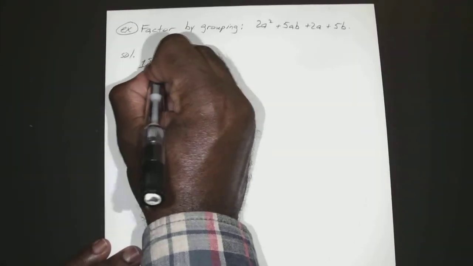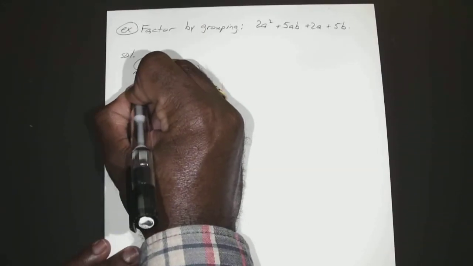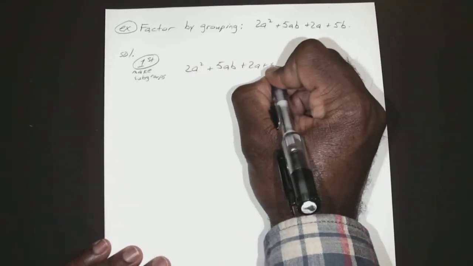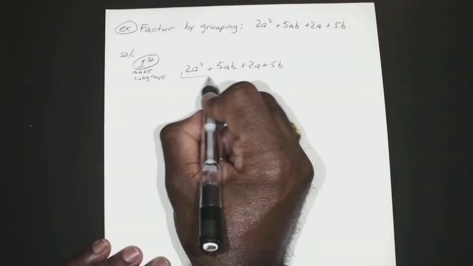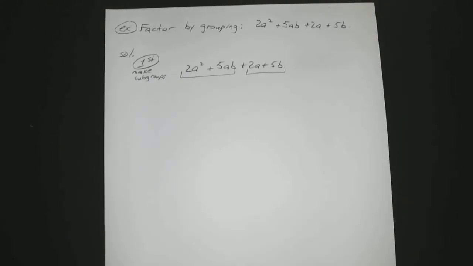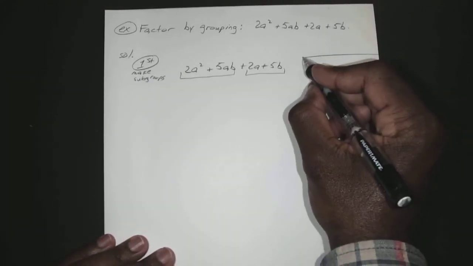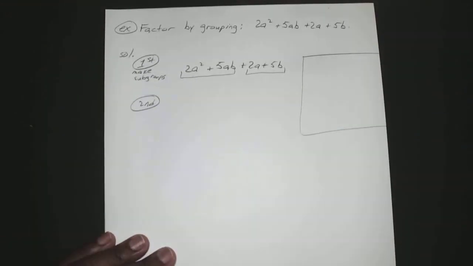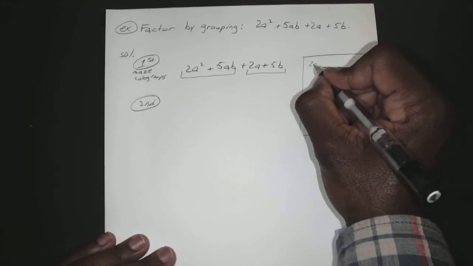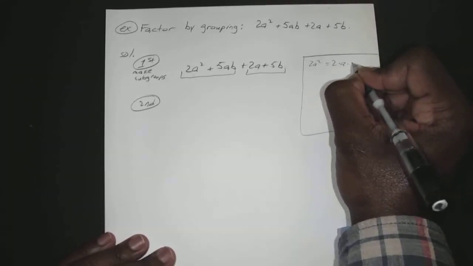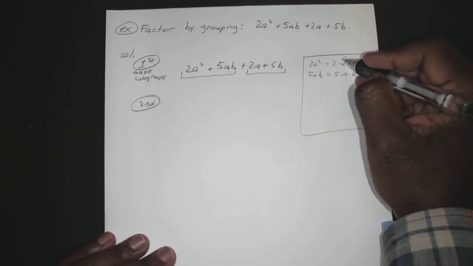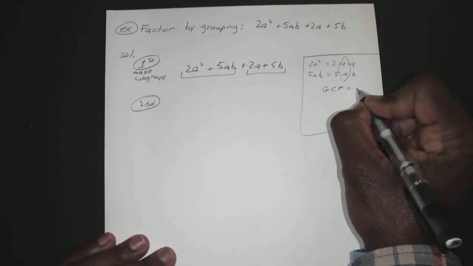Okay, so for your first step, you're going to make your subgroups. So 2a squared plus 5ab plus 2a plus 5b. Break those down to two subgroups. Okay, so 2a squared and 5ab, the only thing they have in common is an a. So if you want to do the steps, 2a squared equals 2 times a times a. 5ab is 5 times a times b. So the greatest common factor is the a.